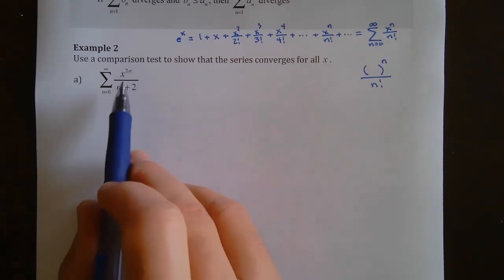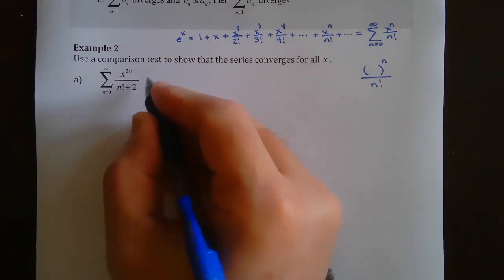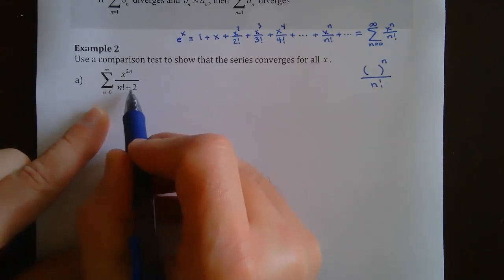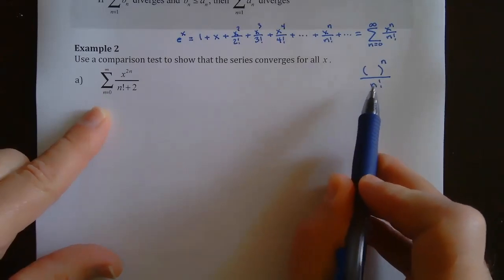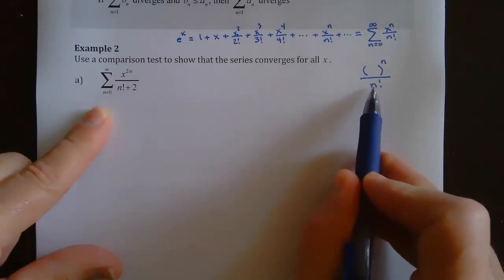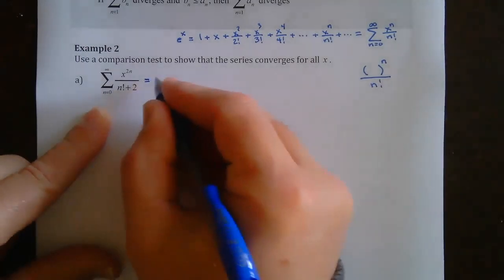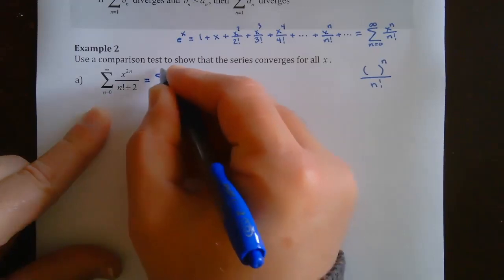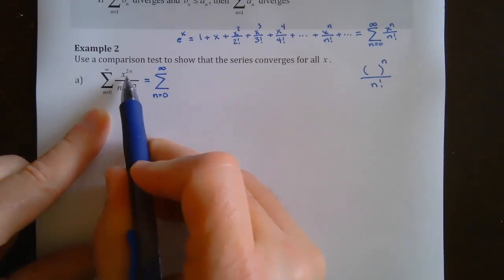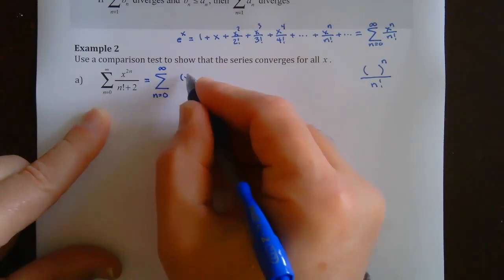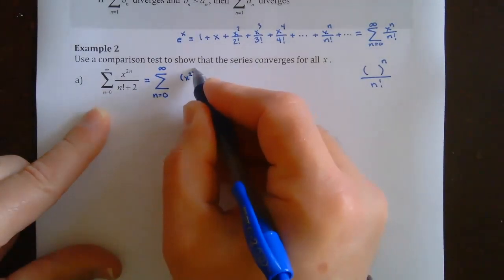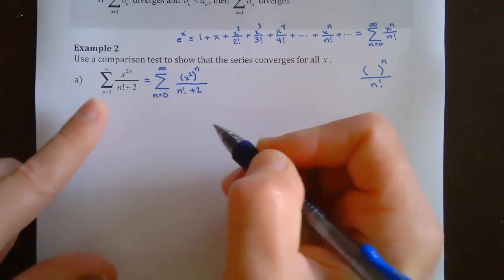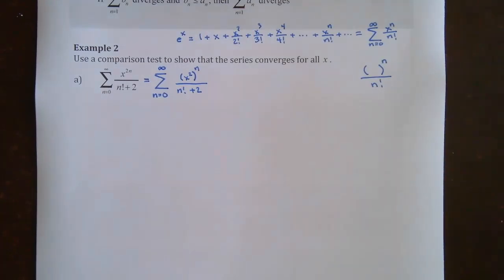All right, so I want to take a look at this. I want to rewrite this one: sigma n equals 0 to infinity x to the 2n over n factorial plus 2. This kind of takes on this form. The plus 2, we don't have that over here, right? But what we want to do is look at this and go, this could be rewritten as sigma n equals 0 to infinity, and this numerator could be rewritten as x squared to the n over n factorial plus 2. And then that gives us something to compare it to.